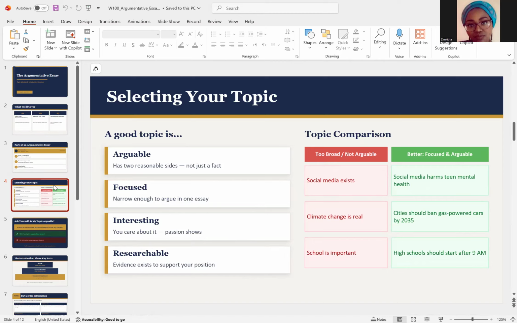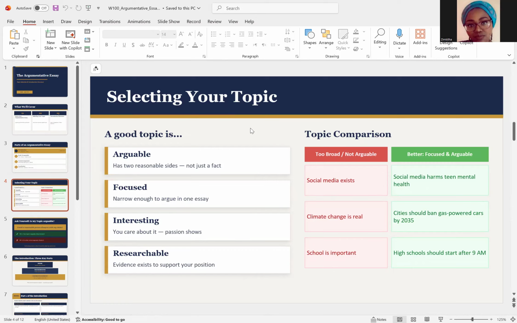The first thing about selecting a topic is that it needs to be arguable. Arguable means that there needs to be two sides of this topic. So it mustn't just be a fact. For example, what does it mean by a bad topic? A bad topic is, you know, the sky is blue. That is a fact. No one can argue with the sky is blue. That is not an argumentative topic.